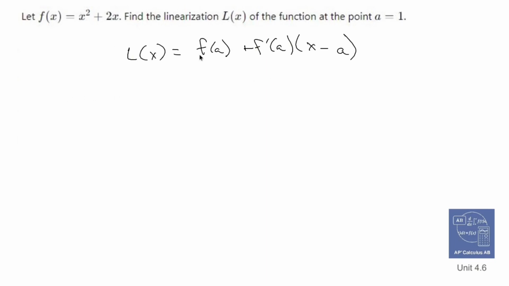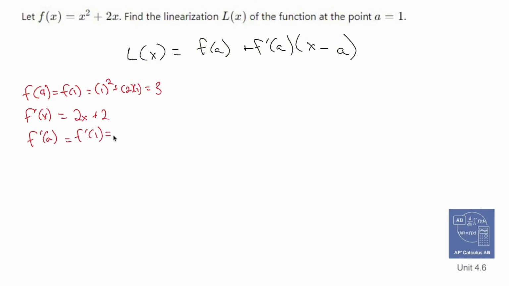Okay, but let's write out what we know. We know that f of a is going to be f of 1. So we'll say f of a equals f of 1. F of 1 is going to be 1 squared plus 2 times 1, which is 3. In order to find f prime of a, or f prime of 1, I have to find f prime of x, which is 2x plus 2 using the power rule. So f prime of a is f prime of 1, which is 2 times 1 plus 2, which is 4.